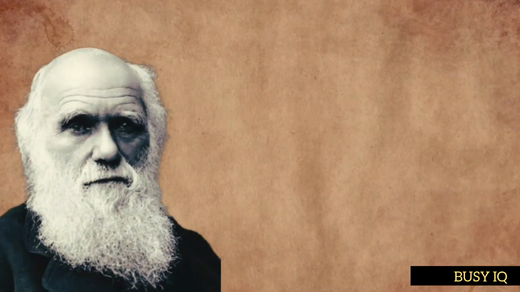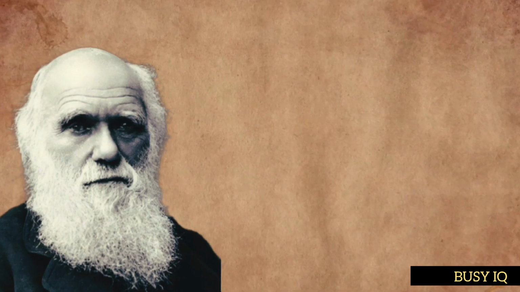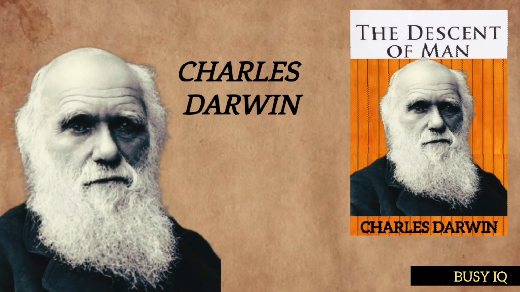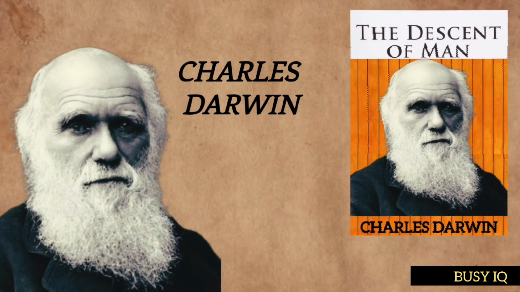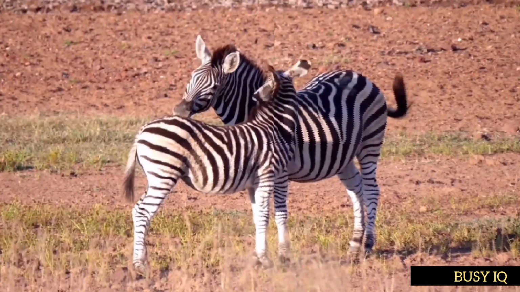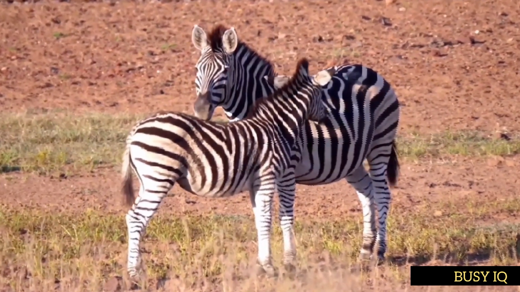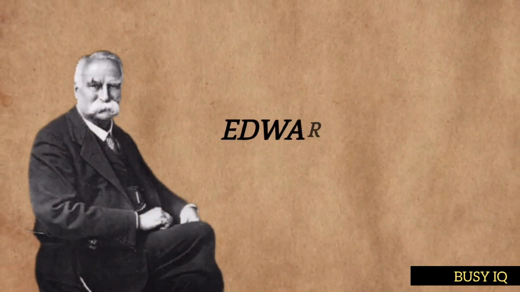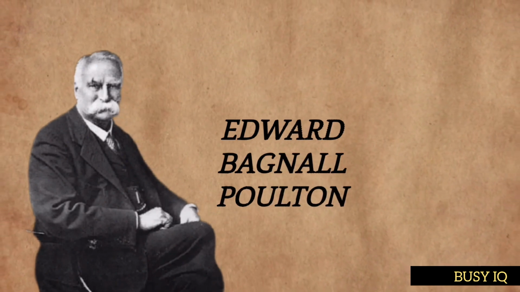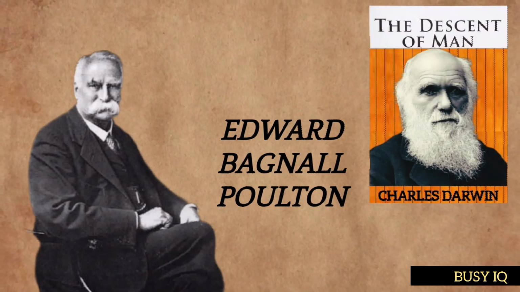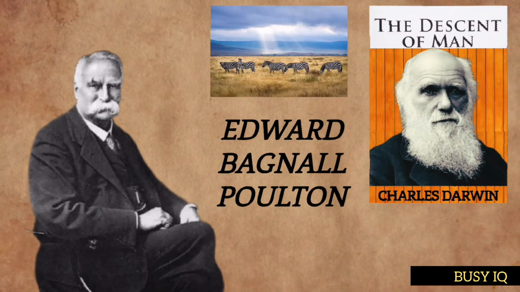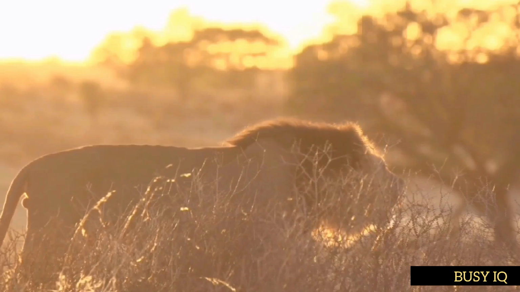The concept of counter-shading was first proposed by famous British naturalist Charles Darwin in his book The Descent of Man and Selection in Relation to Sex in the year 1871. Darwin proposed that counter-shading provides a survival advantage to animals by reducing their visibility to predators. Later in 1890, American zoologist Edward Bagnall Porter provided further support for Darwin's theory by showing how certain animals have evolved patterns that mimic the environment they live in, helping them avoid detection by predators.